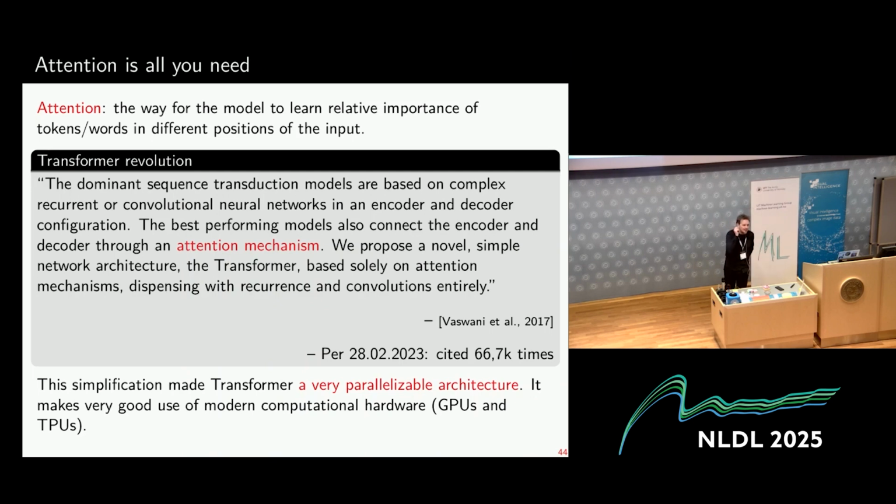And the very important thing is that back then, when the transformer was introduced, the dominant neural architecture was recurrent neural networks, RNNs, LSTMs, etc. And they were good, but they were not very parallelizable. So they were not very efficient to run, to train, to compute, right? Unlike recurrent neural networks, the transformer is fully parallelizable, and it makes very good use of the modern computational hardware that we have now, GPUs, TPUs, etc.